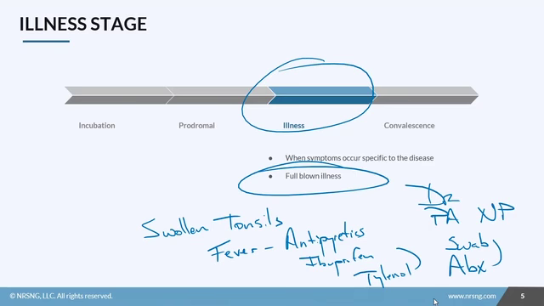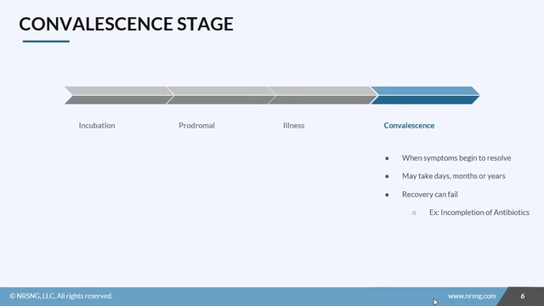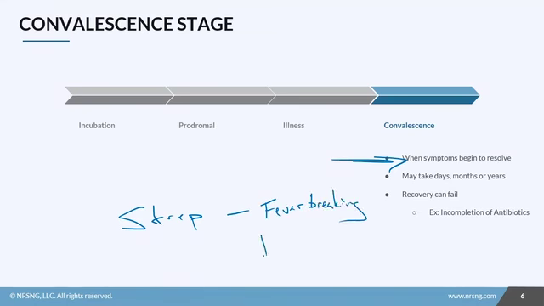And so the next stage, which is convalescence, and we're going to talk about that, is kind of when it starts to come down. This is when the symptoms actually begin to get better. So, hey, my fever broke for your strep patient, right? So now you have your fever breaking, and then you could have your decreased sore throat.